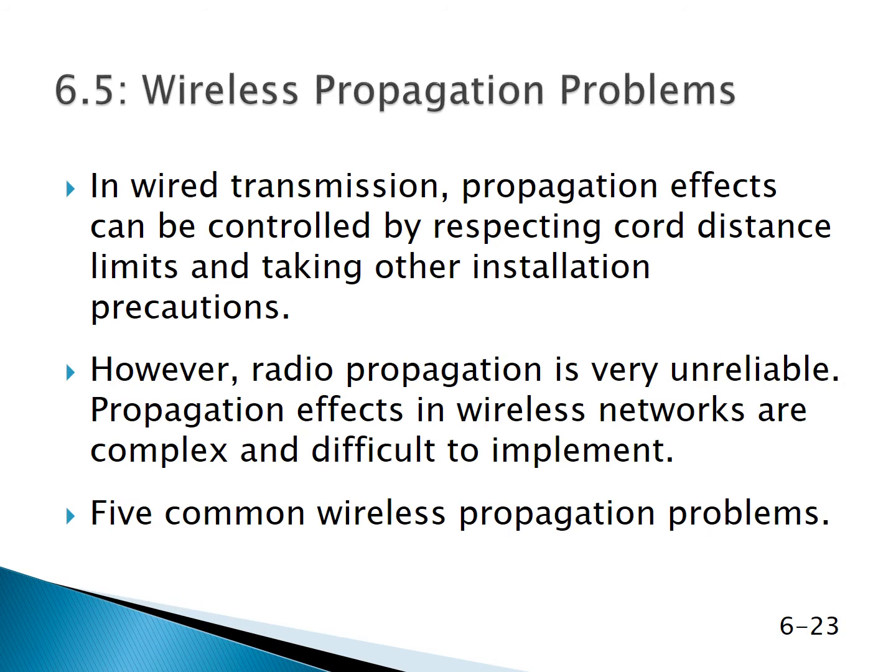So in the wired transmission in LAN that we talked about in the last chapter, the propagation effects can be controlled by respecting the core distance limits and also taking other installation precautions. So it's much better, much more reliable, and it's under your own control. However, radio propagation in Wi-Fi, usually we know, is very unreliable. It can be affected by many different factors, and the propagation effects in wireless networks are complex and difficult to implement. So there are five common wireless propagation problems, which we will talk about next.